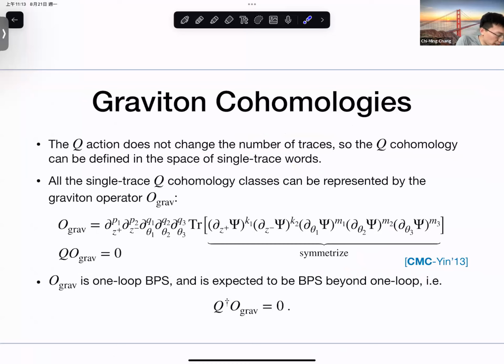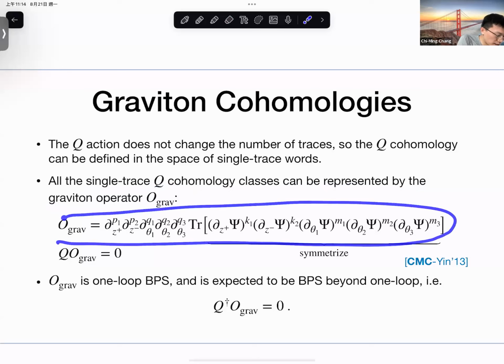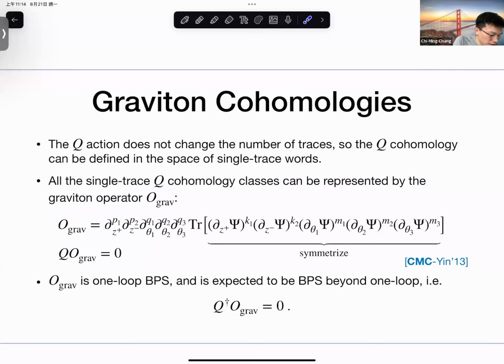And on this space, the single trace cohomology classes are represented by the operator O-grav. I will call them graviton operators, and I will explain why later, but let me first explain their properties. These operators are given by this formula. As I said, they are single trace, and the particular thing about this operator is that inside the trace, every psi only has one derivative acting on it.